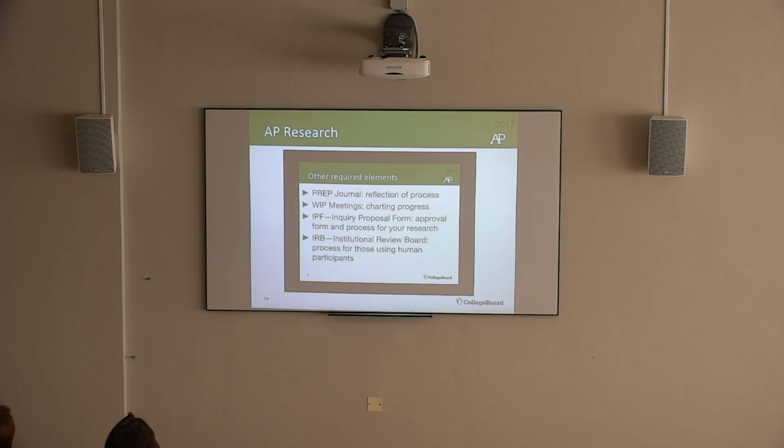Other things we do in the class besides work on our research is we reflect on our process in a journal and in one-on-one meetings. Students must get their research put in a proposal form, and it must be approved. And also, if they're using human subjects, we have an institutional review board here on campus that is a process they must go through.